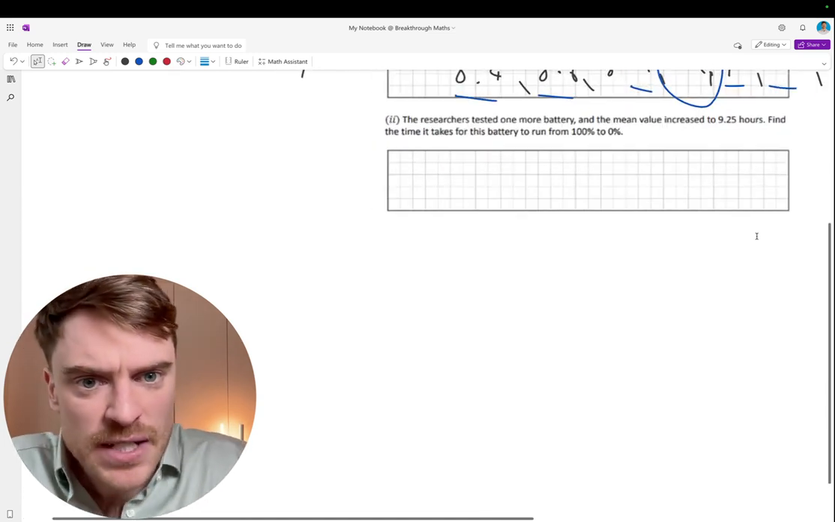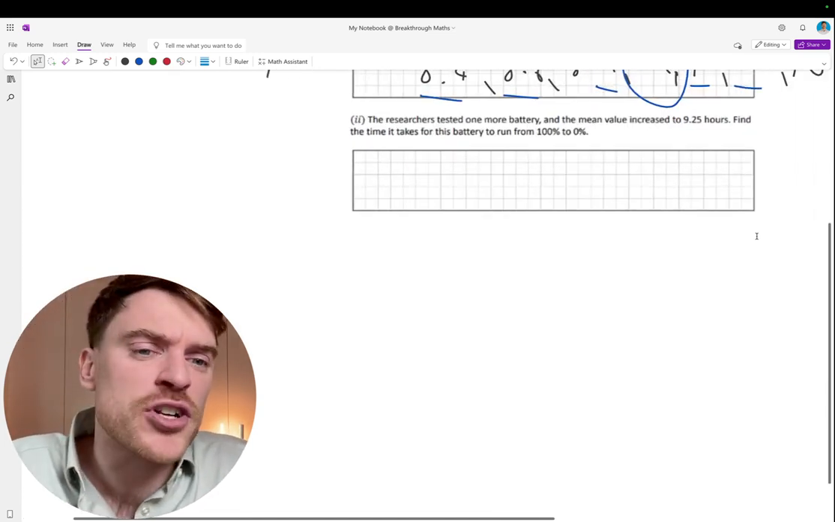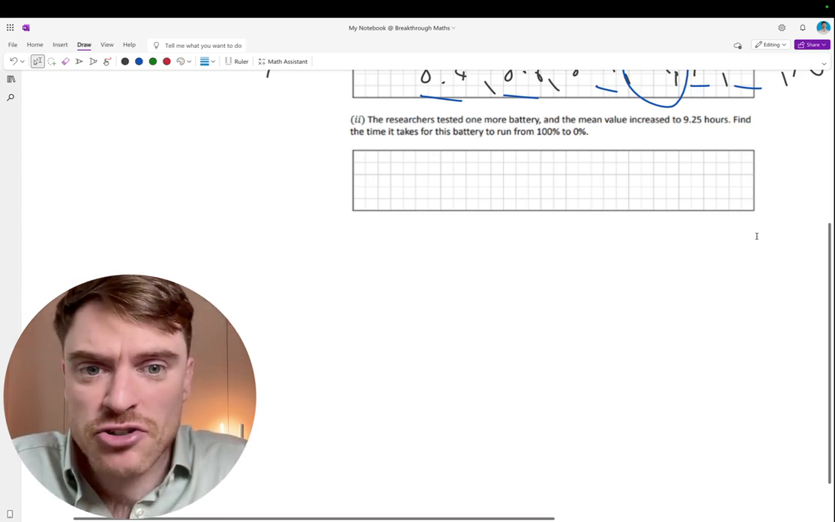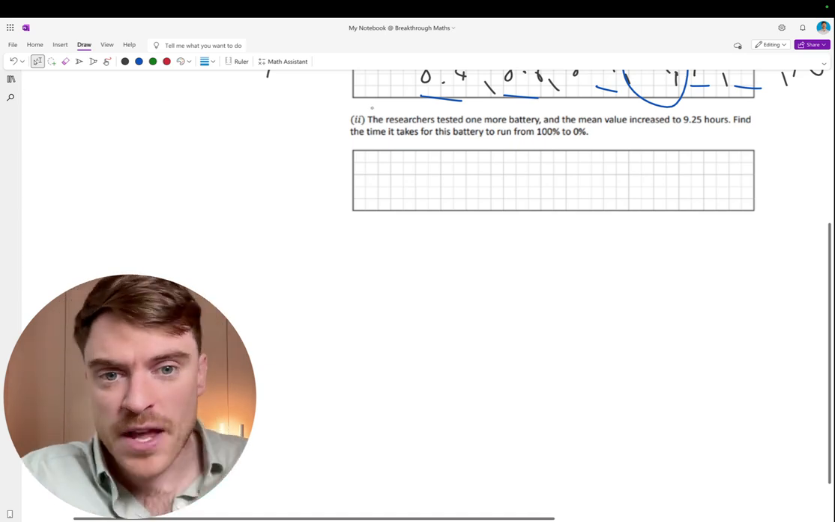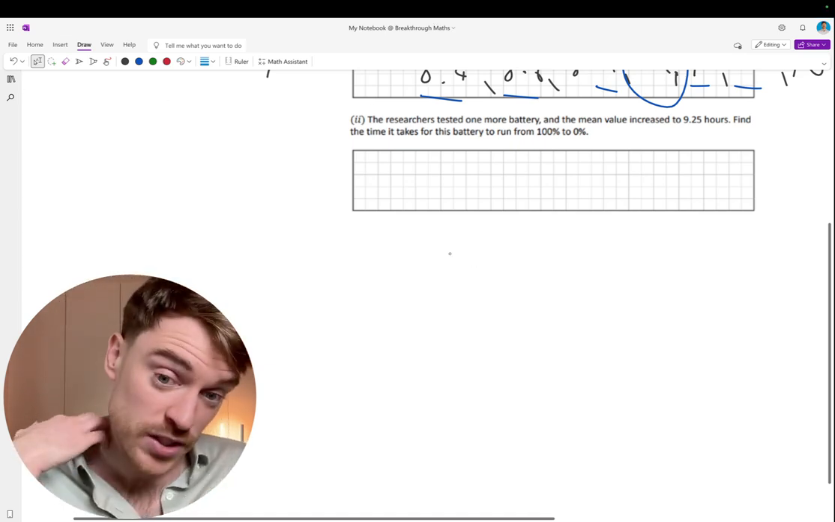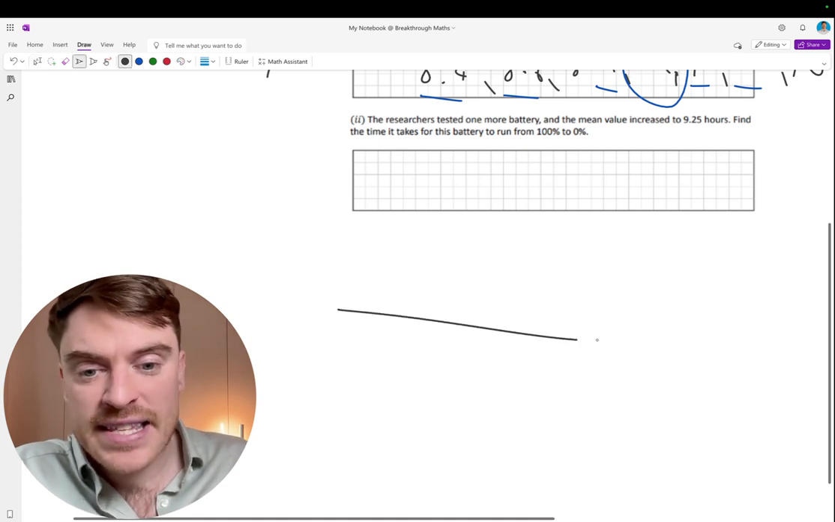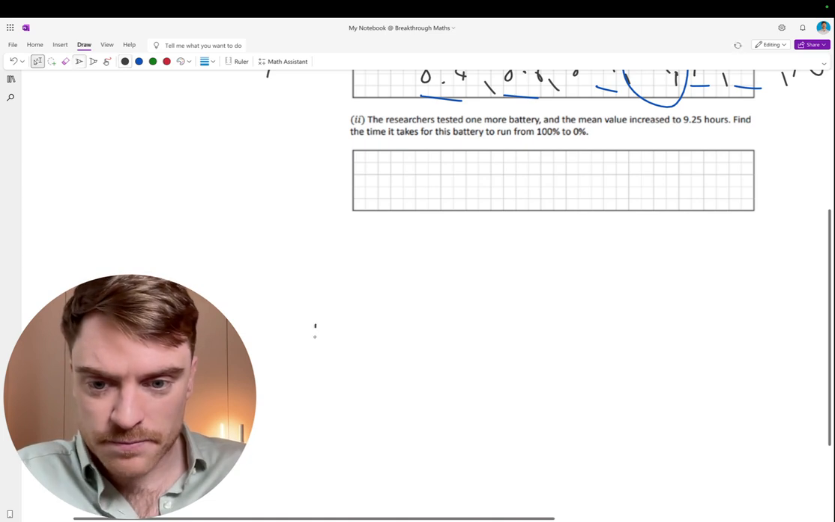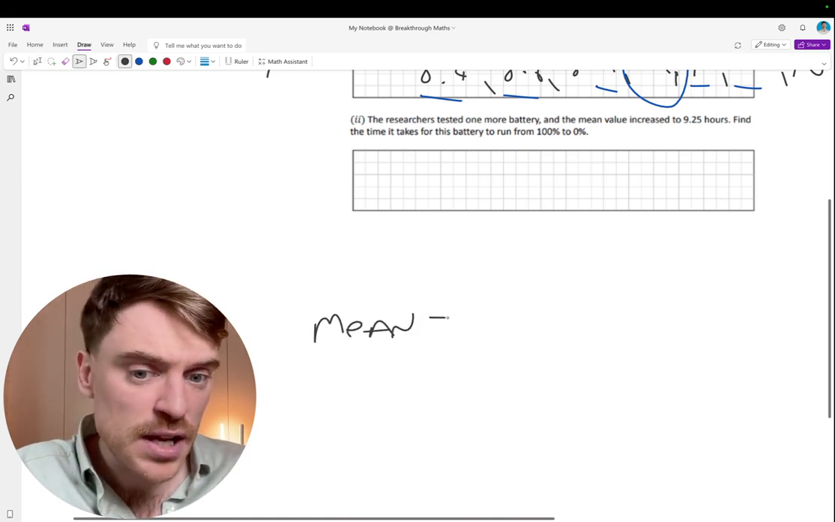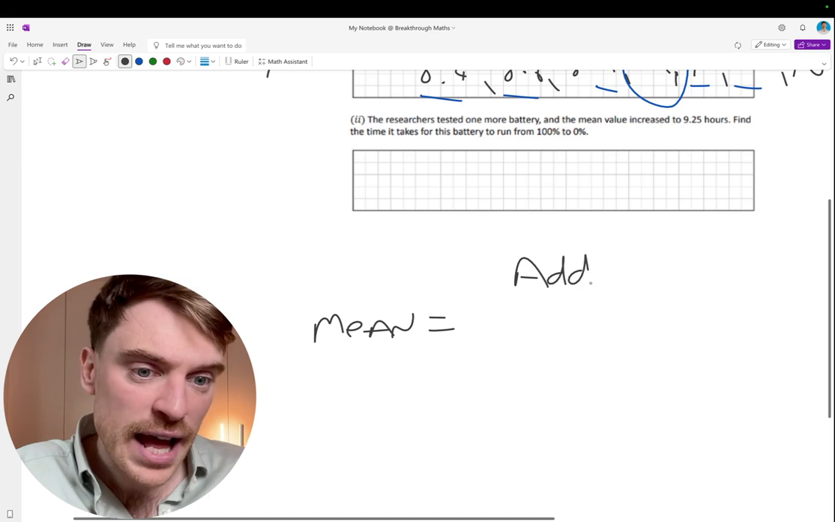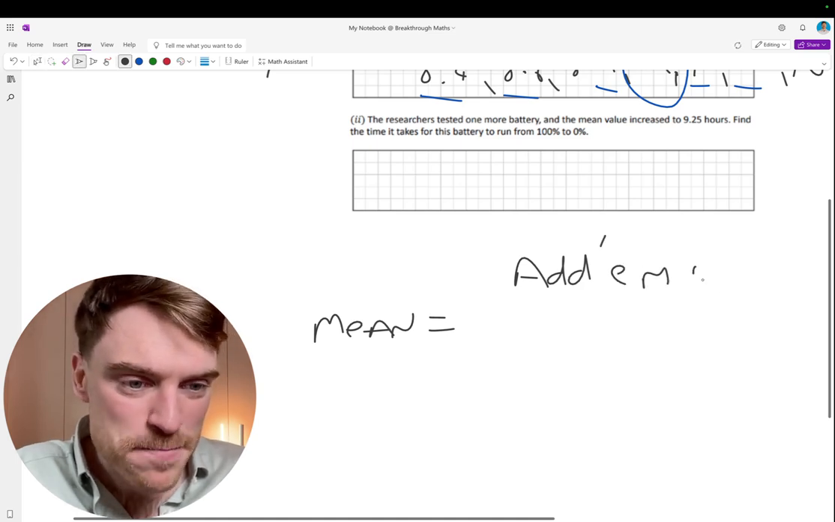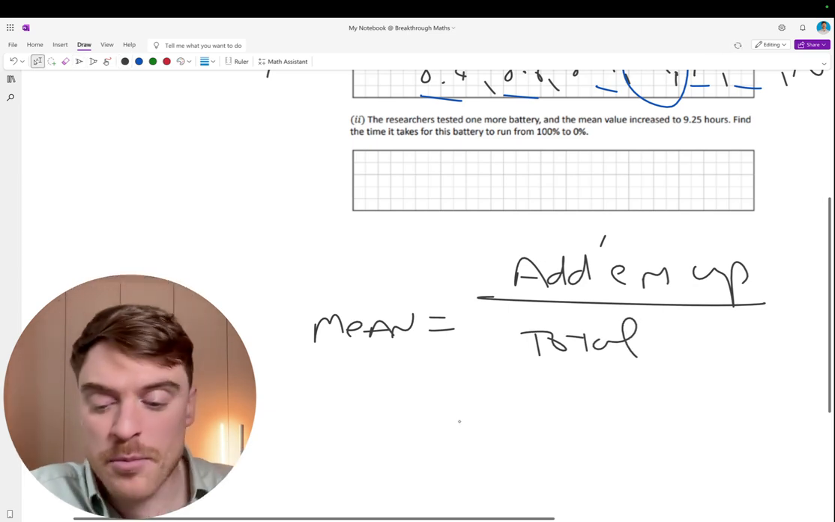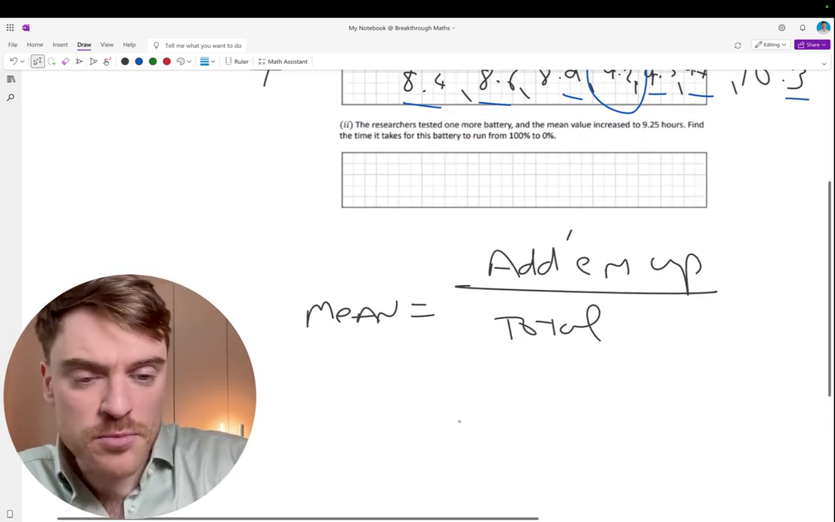What's the last part say here? The researchers tested one more battery and the mean value increased to 9.25 hours. Find the time it takes for this battery to run from 100 to 0%. Okay, they tested one more battery. So you had 7 batteries and 7 on the bottom of the mean. So look, we're looking for the mean, and I would write this down. The mean just means add them up and divide by the total number that's there. Now, the last total number was 7.